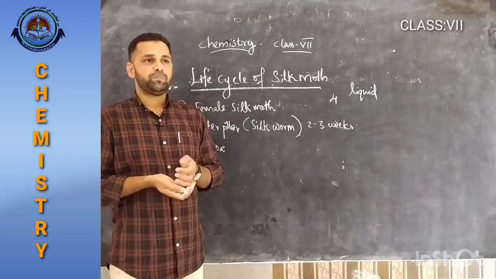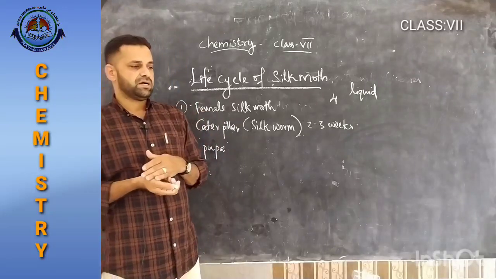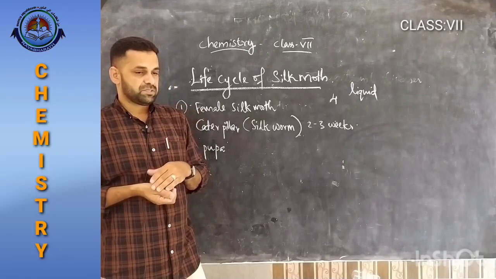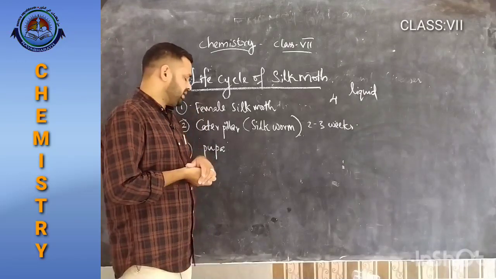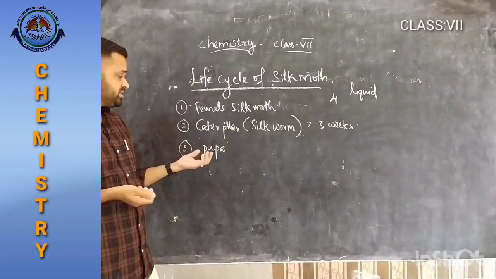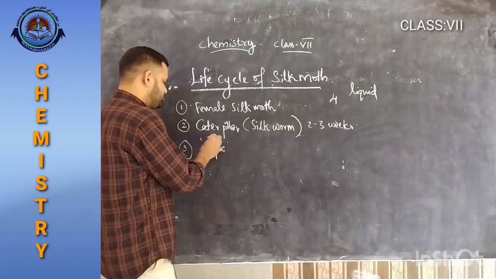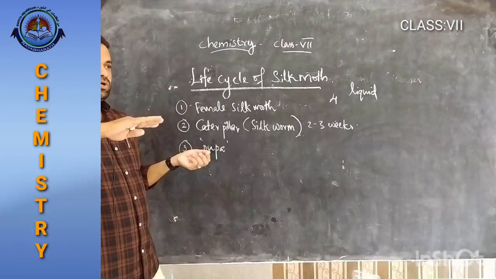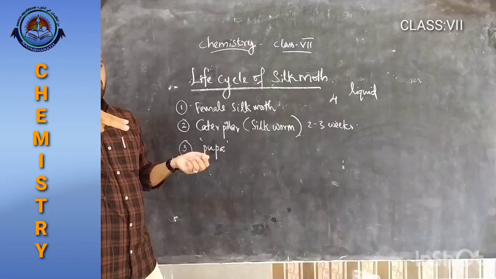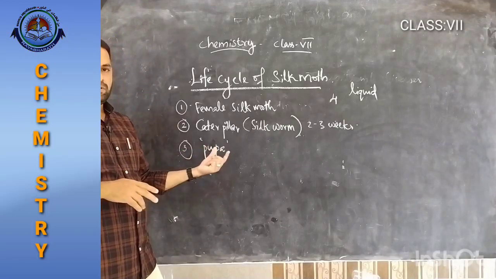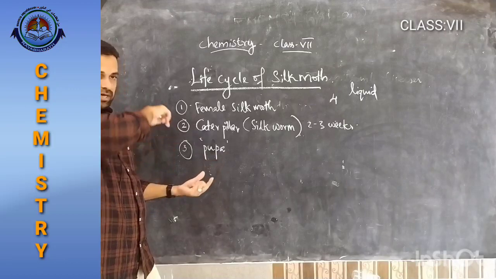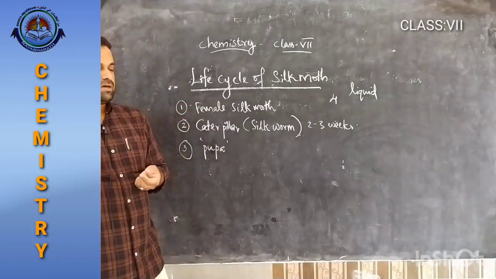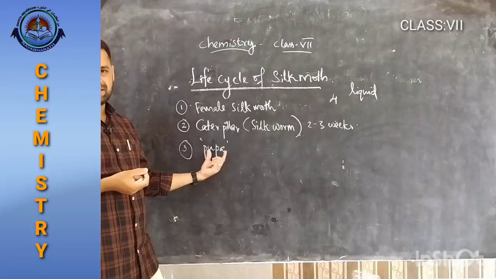When they reach the stage of pupa, they begin to spin cocoons. Actually, the cocoon is the outer covering of the pupa, because the pupa is protected by the cocoon. And from this cocoon we are getting what? Silk. From the cocoons we are getting silk.